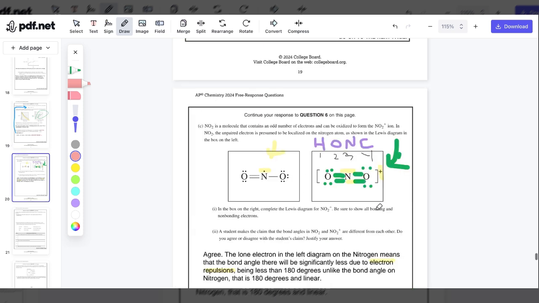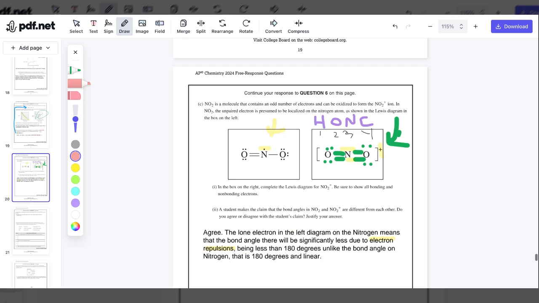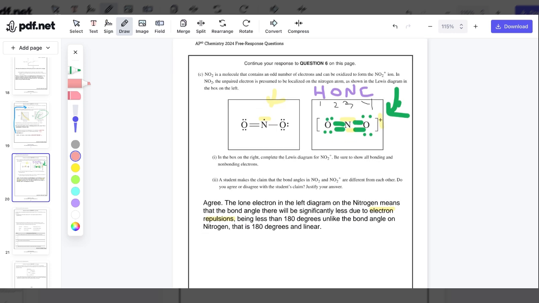Moving on, letter C. NO2 is a molecule that contains an odd number of electrons and can be oxidized to the NO2 plus ion. In NO2, the unpaired electron is presumed to be localized on the nitrogen atom as shown in the Lewis diagram in the box on the left. And for letter I, it goes, in the box on the right, complete the Lewis diagram for NO2+. Be sure to show all bonding and non-bonding electrons.